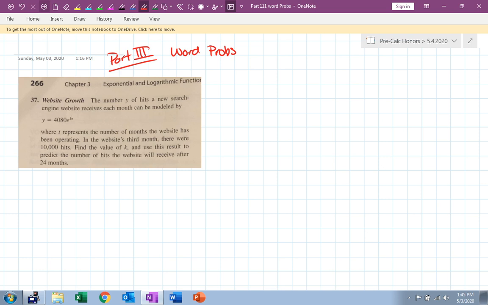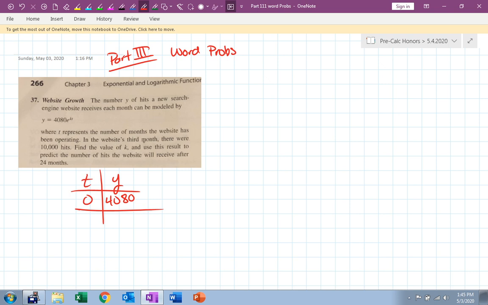It's talking about website growth. It says the number y of hits a new search engine website receives each month is modeled by y equals 4080e to the kt, where t is the number of months the website has been offering, and the website's third month. Okay, whoa, let's check this out. We get some information now. We got some t and y. When t was 0, we know it was 4080.